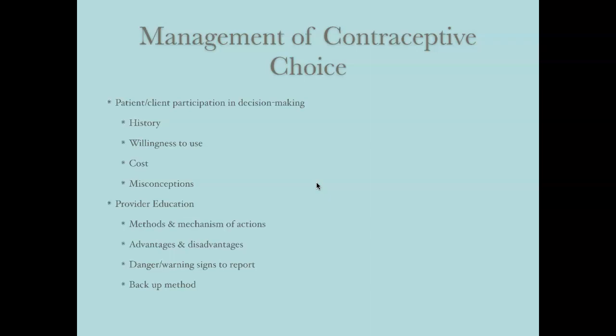We also want to provide the patient with information so that they can make an informed decision about the method of contraception they want to use. Information about the various methods, how they work, the advantages or disadvantages of that method, any danger or warning signs they need to report, and if there's any kind of backup method that's needed either on initiation, or if something is missed or removed. Or if certain medications may interact with their contraception, they may need to use a backup method. And so that's always important to discuss with them.